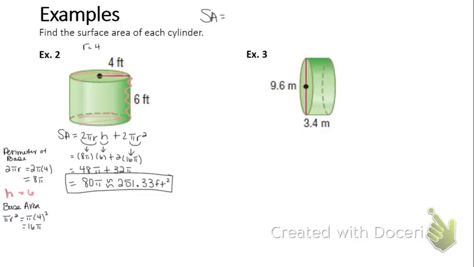All right, what is the radius of this one here? So half of 9.6 is 4.8. Okay. So our base's perimeter is the first thing we find, which is 2 pi r. So we do 2 times pi times 4.8, which is 9.6 pi.